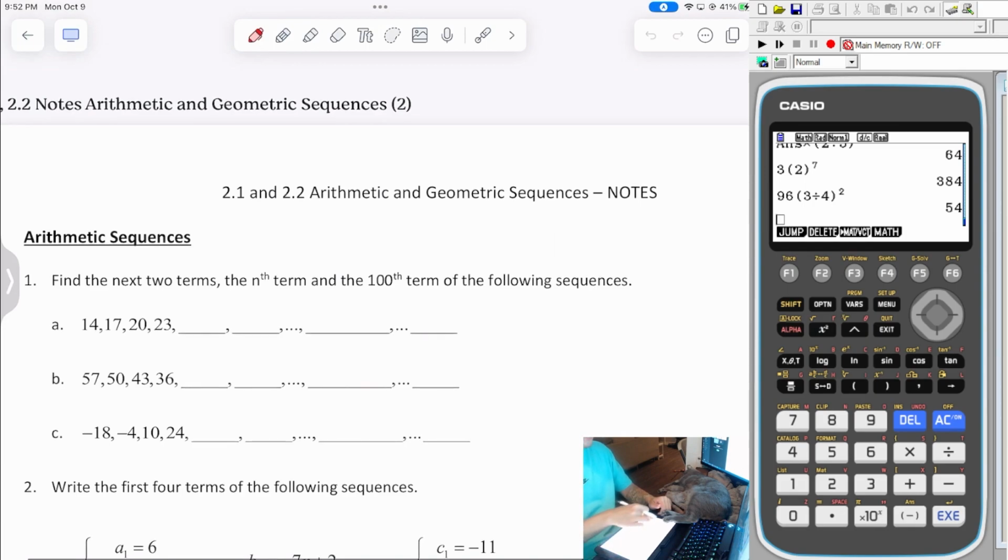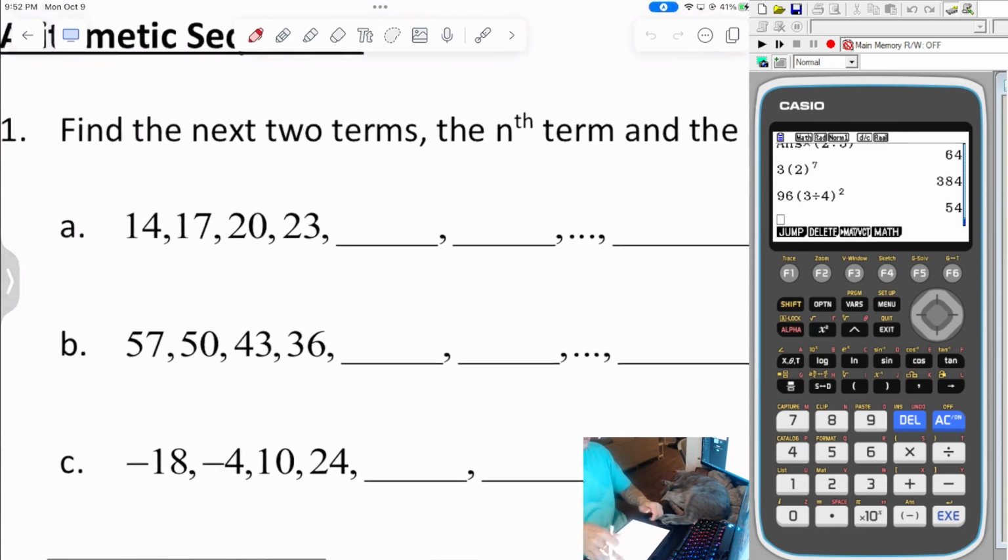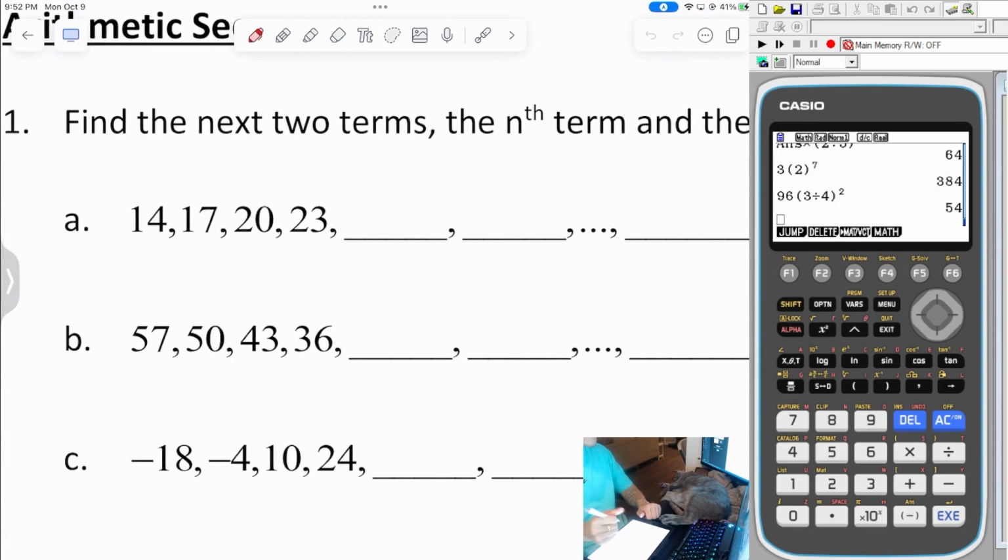So let's see here. Let's observe the sequence of numbers 14, 17, 20, 23. I noticed that for each part of the sequence, from one number to the next, I'm simply adding 3 each time. So that lets me make a pretty decent prediction of what the next two terms are. I should get 26 and then 29.